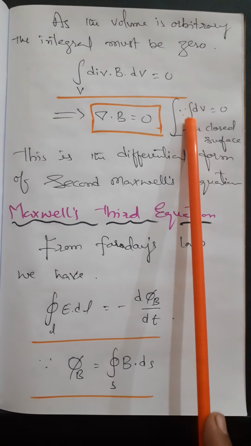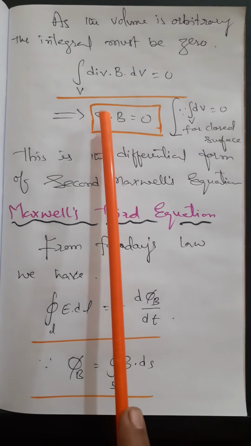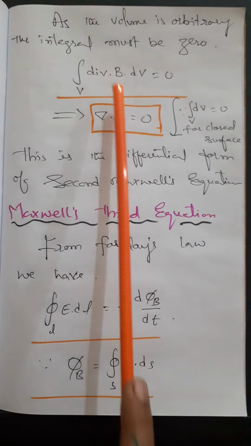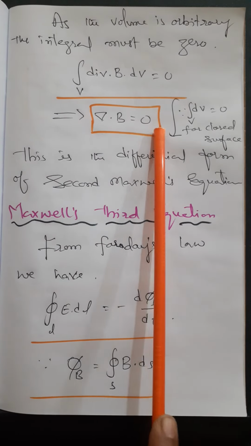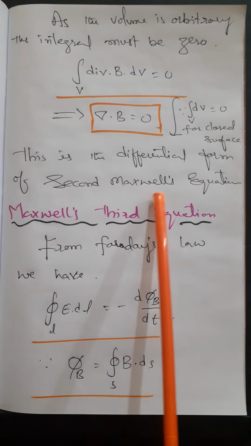We know that over the volume, dv is not equal to 0 for the closed surface. So we can write that del dot B, this total term, will be equal to 0, so we get div B or del dot B is equal to 0. This is the differential form of Maxwell's second equation.